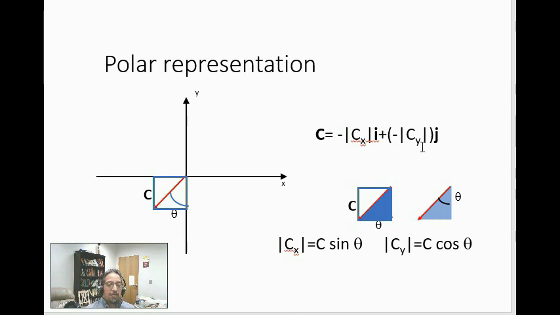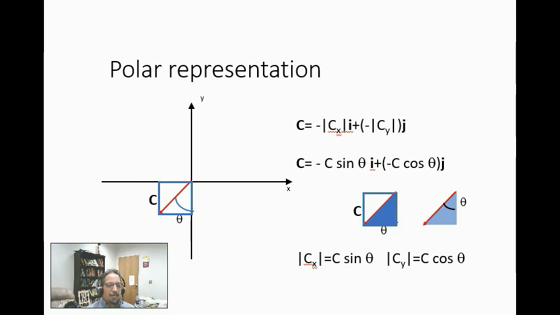So let us use trigonometry. Now we have that triangle, and opposite to theta is the Cx. Therefore, Cx is the magnitude C times sine theta, and the adjacent is the magnitude of Cy, so Cy is C cosine theta. So the final representation is going to be here. This is my final representation.